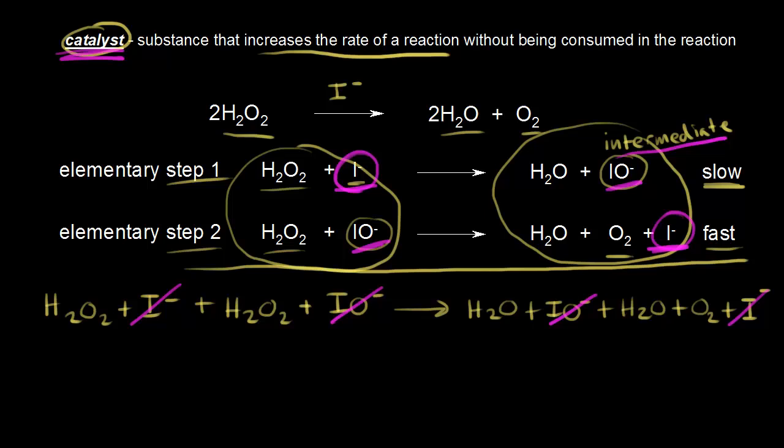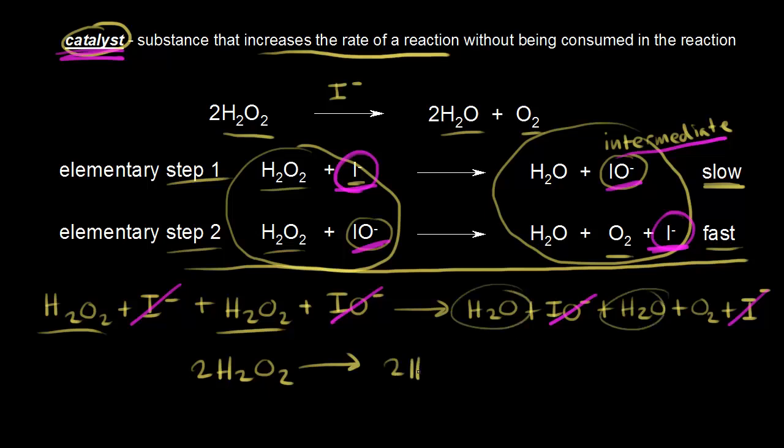So what are we left with here? We would be left with 2 H2O2 for our reactants. And then on the right, we would have 2 H2O, so 2 waters, and also oxygen, so plus O2. So we get back our original overall reaction. Also, a possible mechanism must be consistent with the experimental rate law for the overall reaction, and we've seen how to do that in an earlier video.